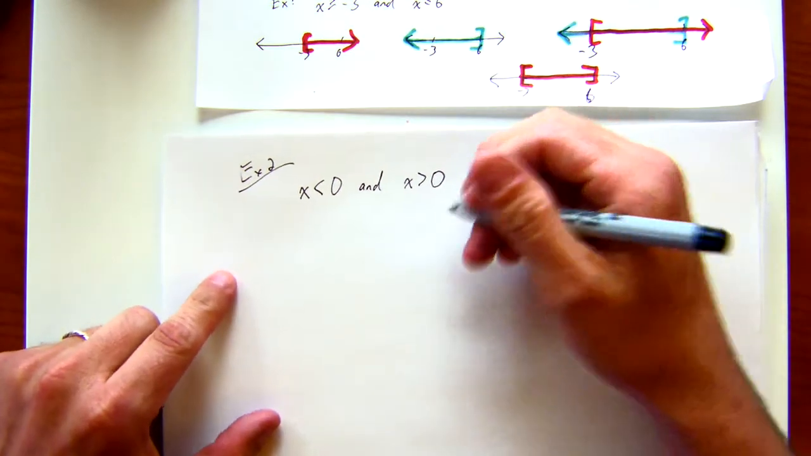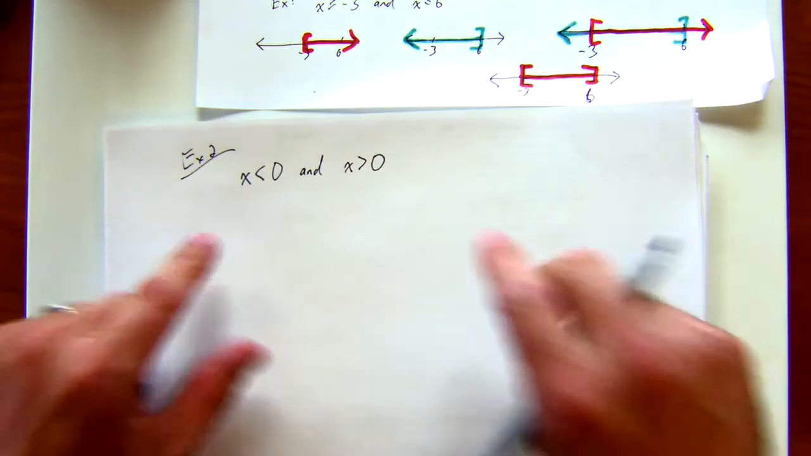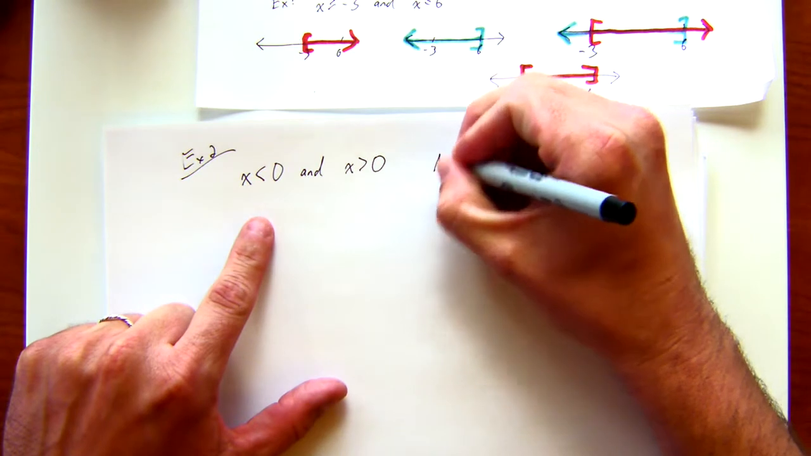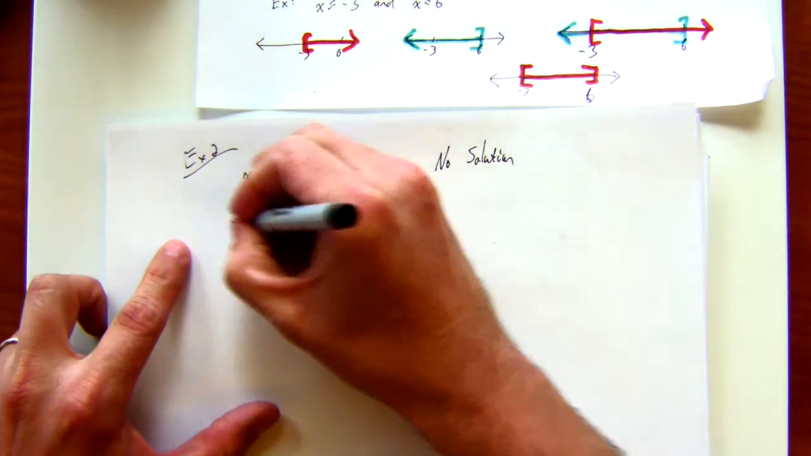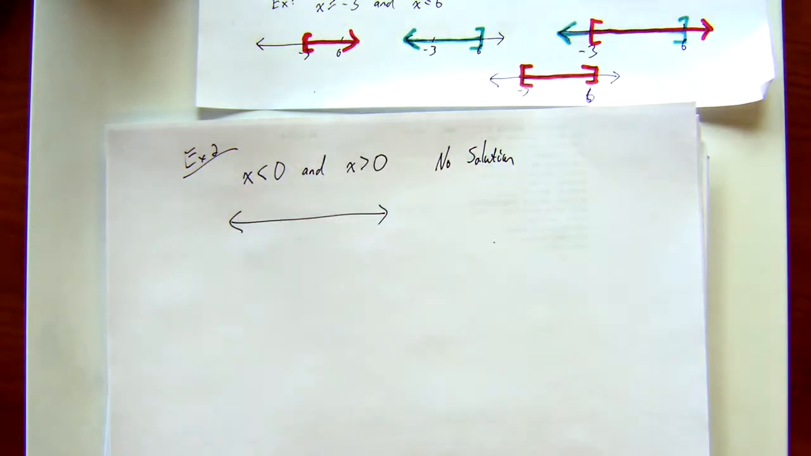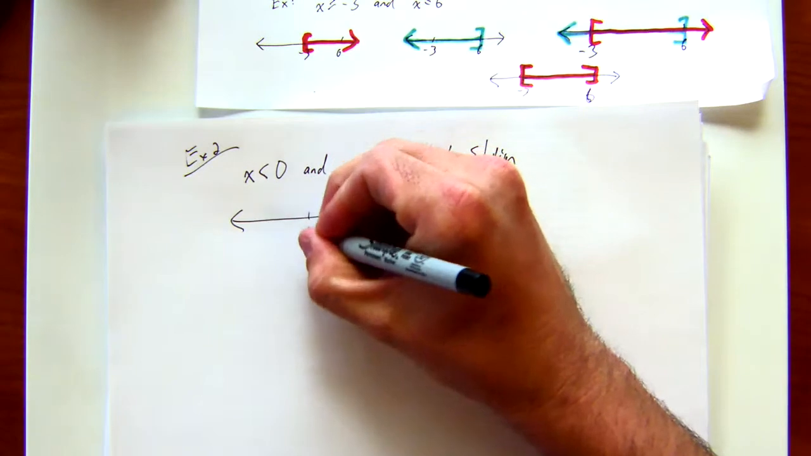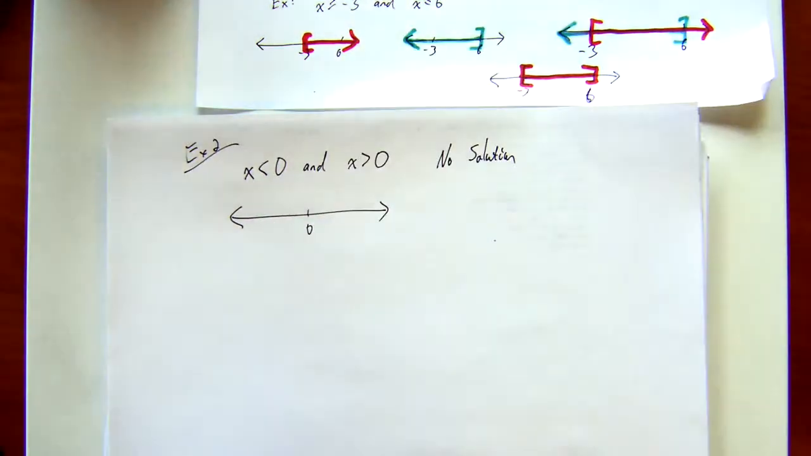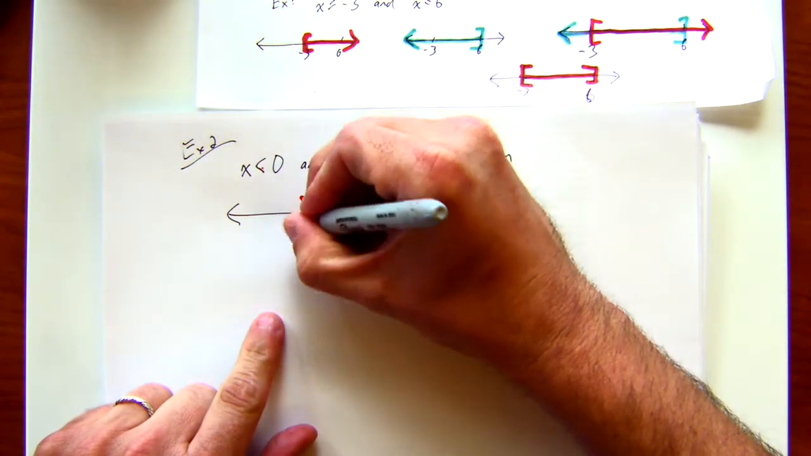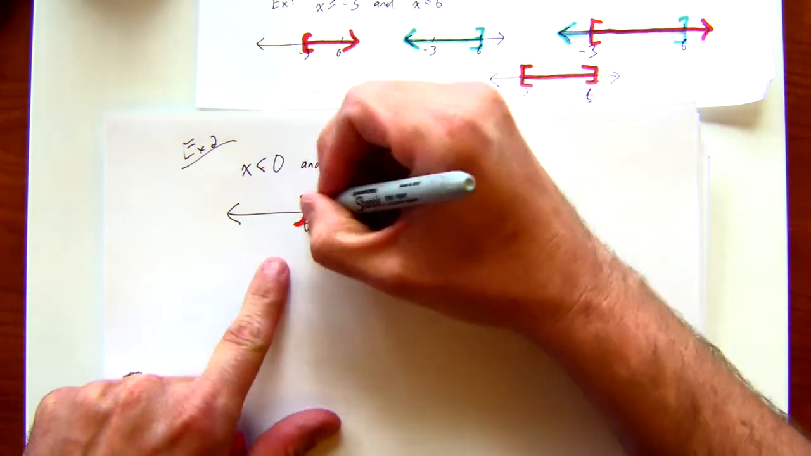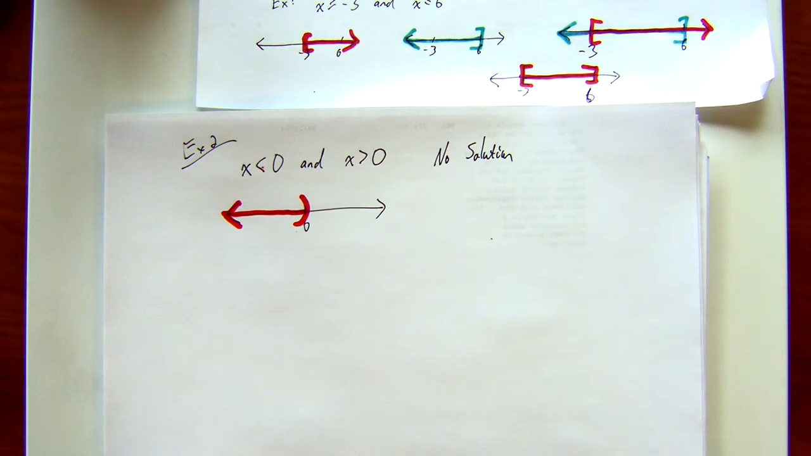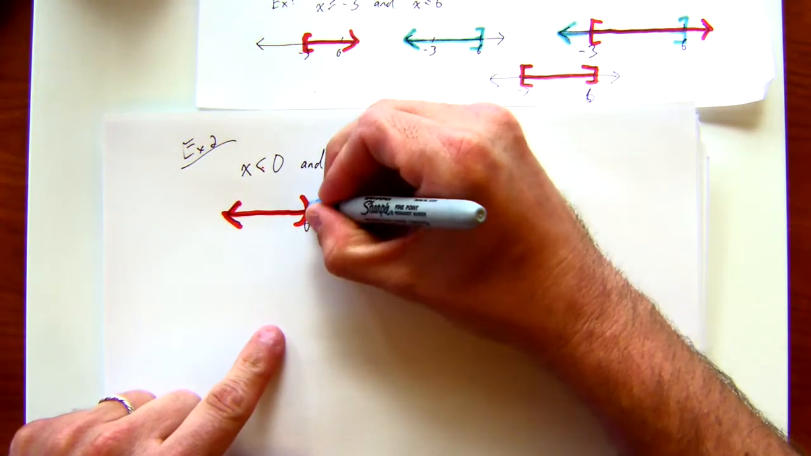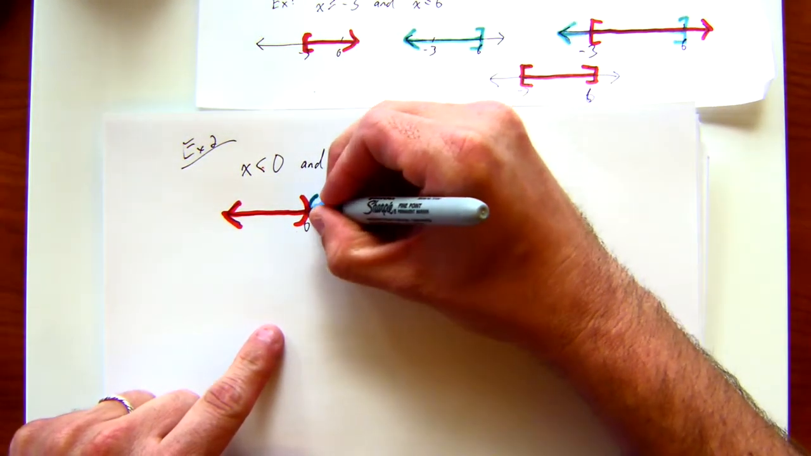Now you can graph it if you want, but just another way to think about it. There is no solution here. Just to see the graph quickly, it might look like this. For this one, x is less than 0, so it's an open parenthesis, does not include the 0, goes this way. x is bigger than 0, again it's open, so it does not include the 0, and it's going to go this way.